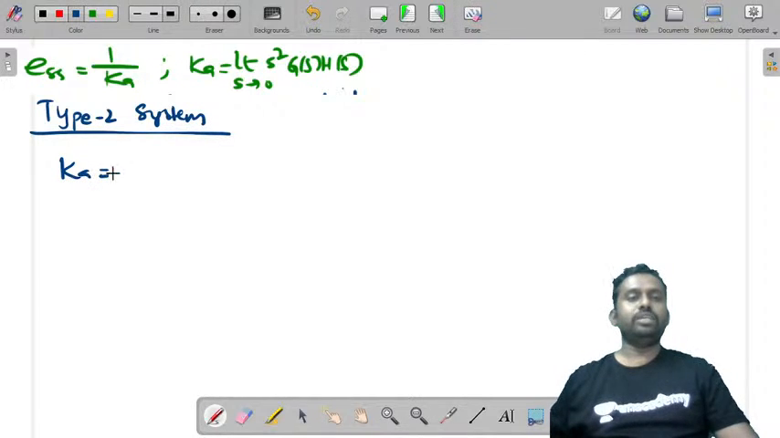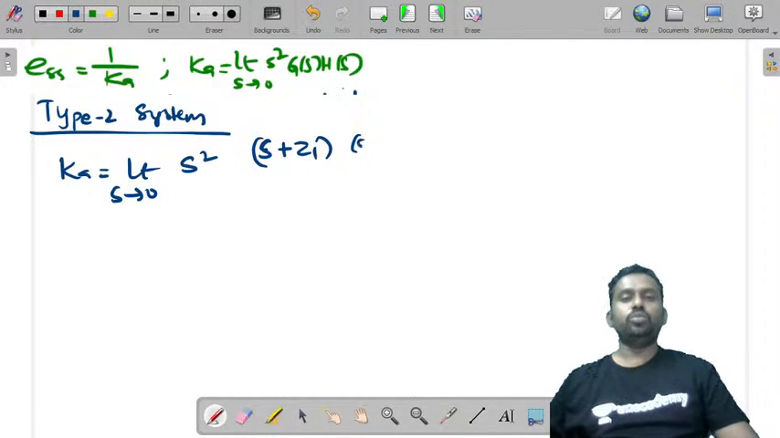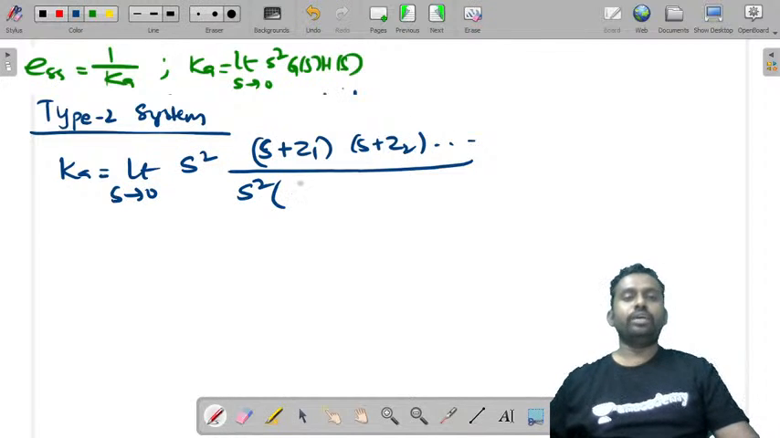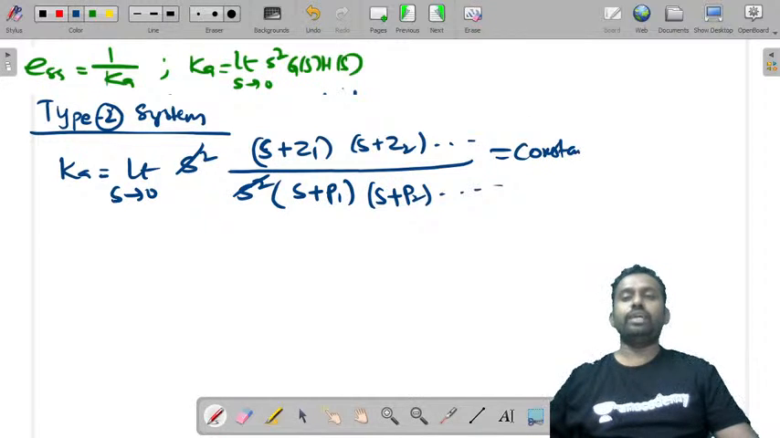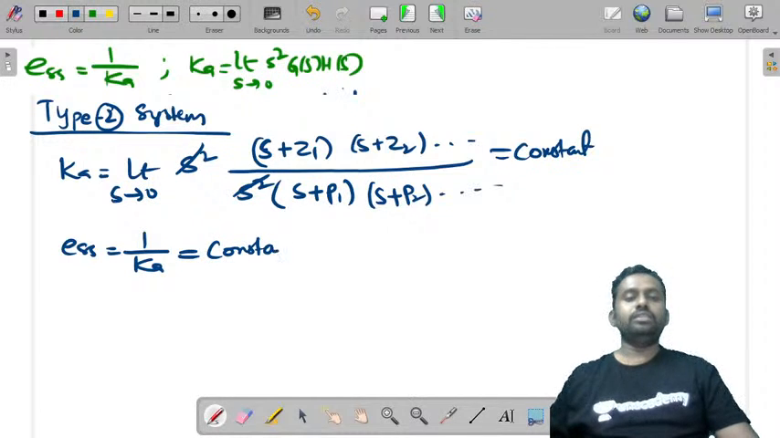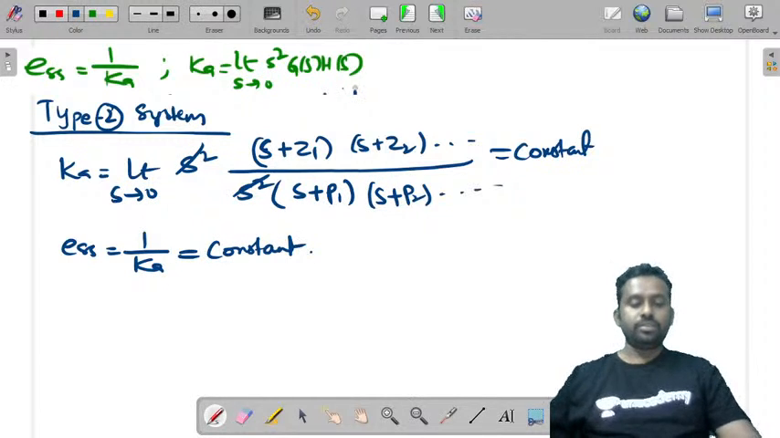So Ka is equal to limit s tends to 0, s square into s plus z1 into s plus z2 and so on, by type 2 s square into s plus p1. Type 2 means s square, two poles at the origin, so s plus p2 and so on. Now these get cancelled out and this value will be a constant value, so therefore ess will be 1 by Ka, because Ka is constant. This is also a constant value.